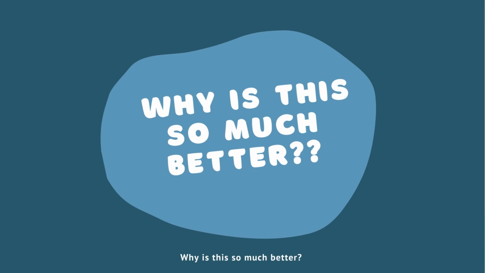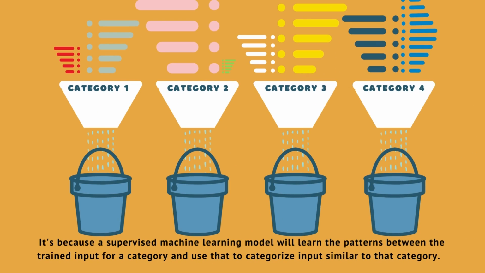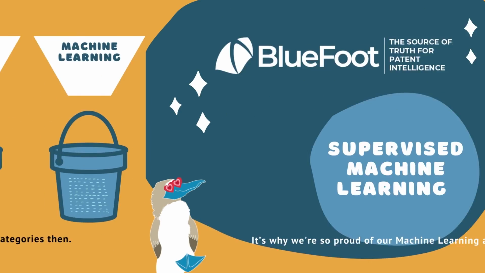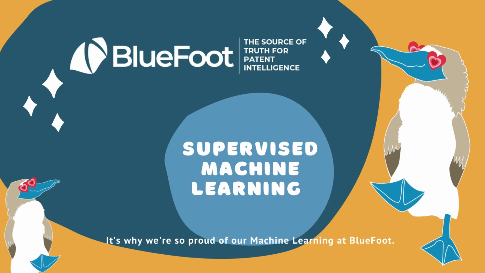Why is this so much better? Well, it's because a supervised machine learning model will learn the patterns between the trained input for a category and use that to categorize input similar to that category. And what's great is you don't have any nonsensical categories then. Everything has its proper place. And it's why we're so proud of our machine learning at BlueFoot.